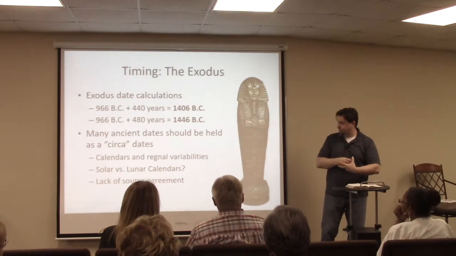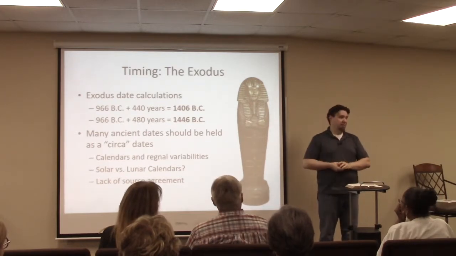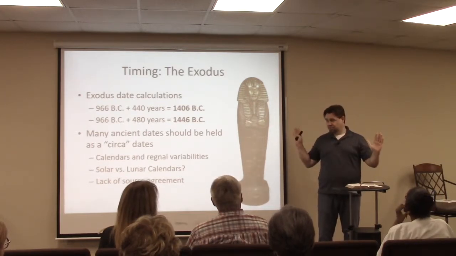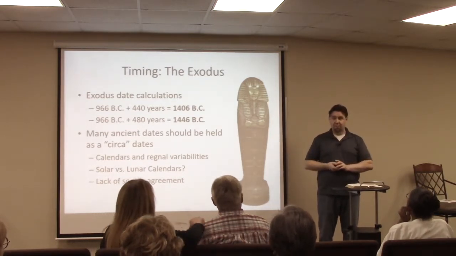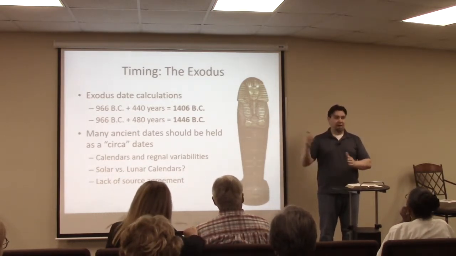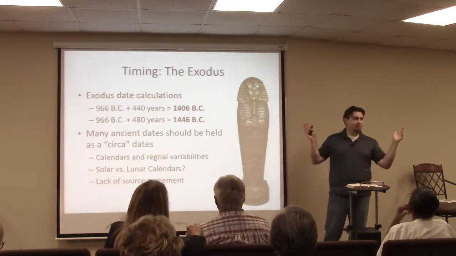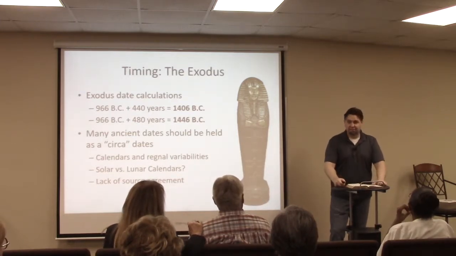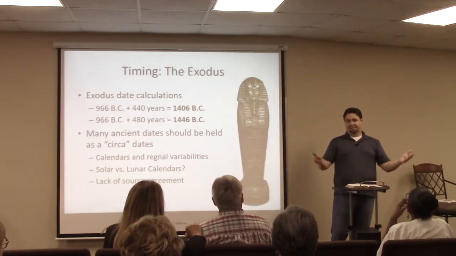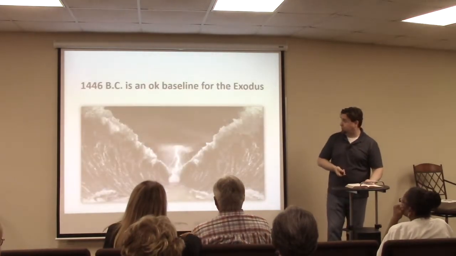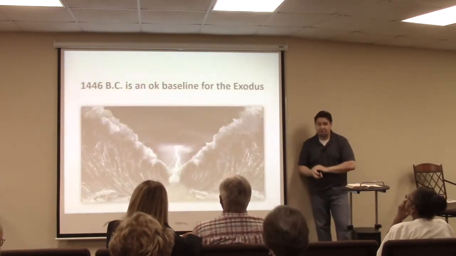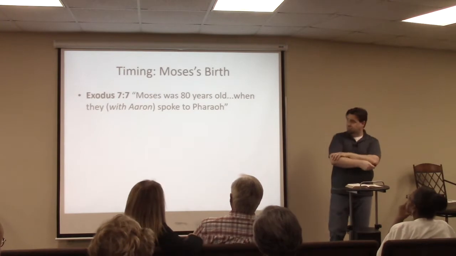So, and there's lack of source agreement. So I'm going to go with 1446. That's what most scholars will go with. But for me, I'm okay if there's wiggle room. X number of years, whatever X is. Probably X isn't going to be 100 years difference, but it could be tens of years different. Especially since we do have this 40-year gap. So 1446 is the baseline for the Exodus.